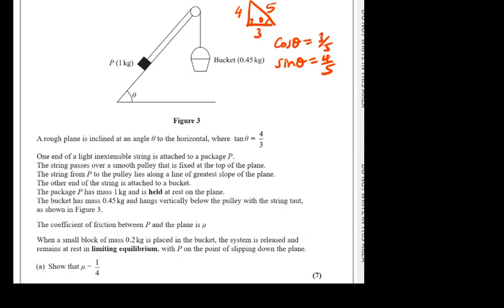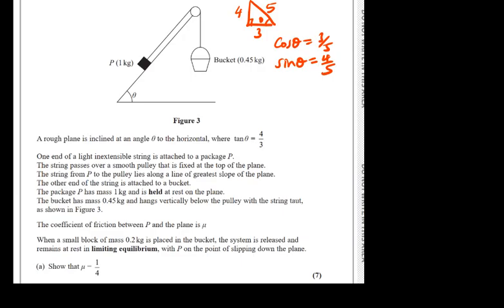So if it's at rest, the upward forces parallel to the plane should be the same as the downward forces parallel to the plane. And then the bucket of mass 0.45 kilogram hangs vertically, as shown over there, when the string is taut. Then the coefficient of friction between P and the plane is mu. When a small block of mass 0.2 kilogram is placed in the bucket, the system is released and remains at rest but at limiting equilibrium, with P at the point of slipping.